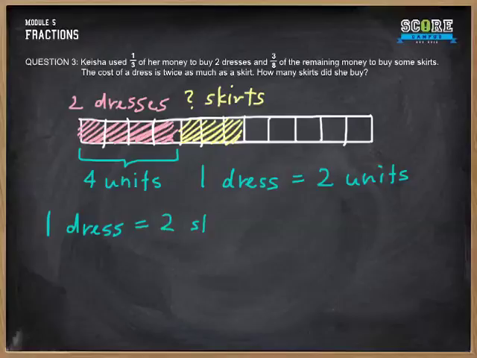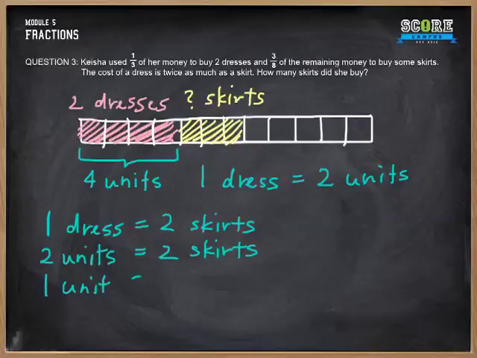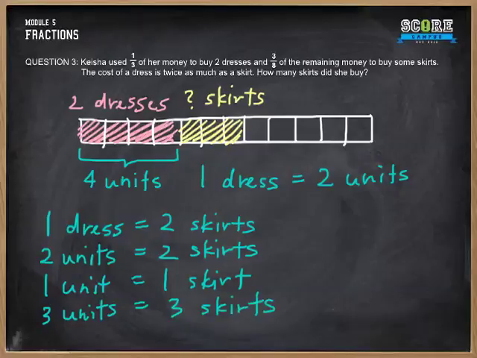1 dress equals 2 skirts, which means 1 dress equals 2 units. So 2 units equals 2 skirts. Therefore, 1 unit equals 1 skirt. And we know that Kesha used 3 units to buy skirts. This means that 3 units equals 3 skirts. And we can conclude that Kesha bought 3 skirts, and that, my students, is your final answer.